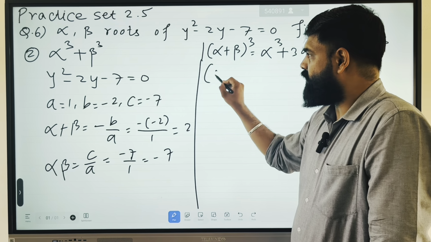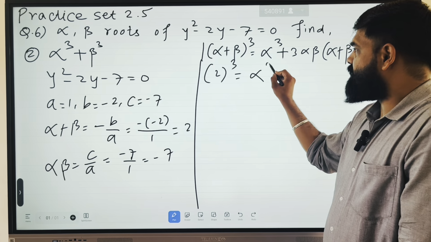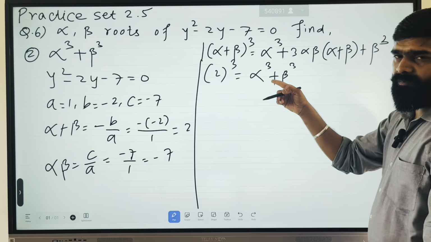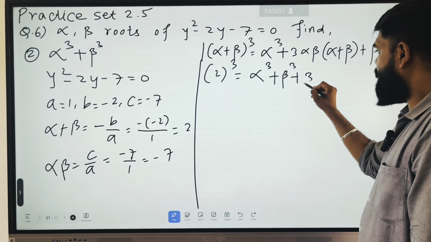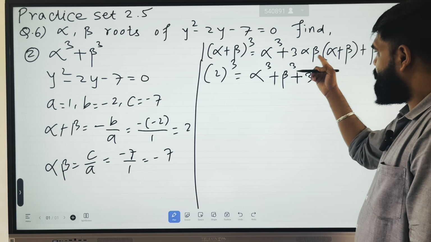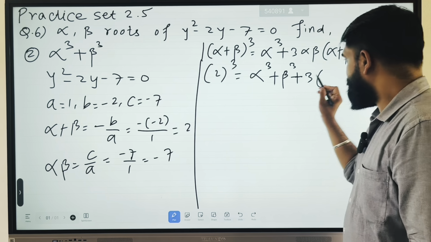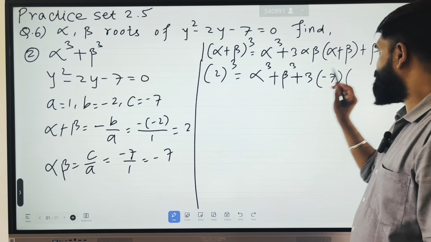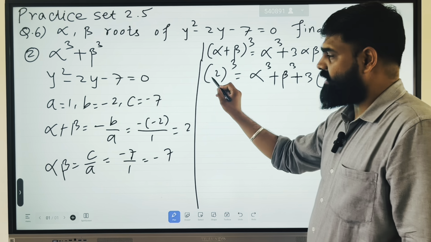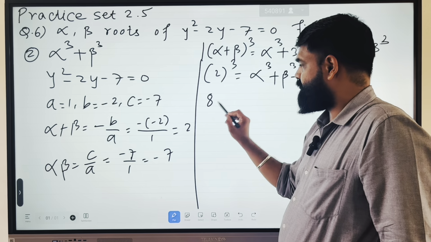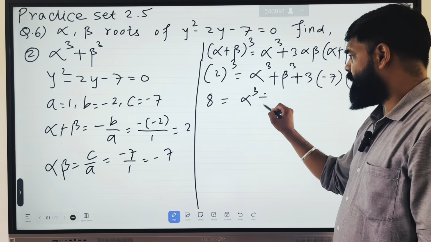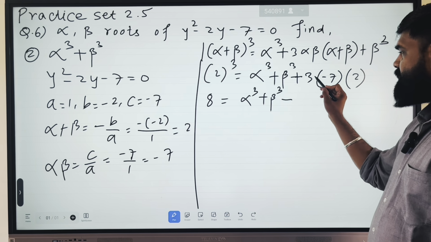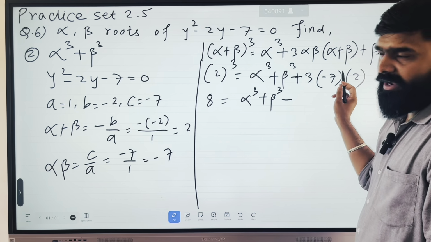We know the value of alpha plus beta, so put that value: 2 cube is equal to, let us take alpha and beta beside each other, alpha cube plus beta cube plus 3 into alpha into beta, which is minus 7, in bracket alpha plus beta. Alpha plus beta is 2. So let us simplify this. The cube of 2 is 8, so 8 is equal to alpha cube plus beta cube. Let us simplify this: minus 3 into 7 is minus 21.